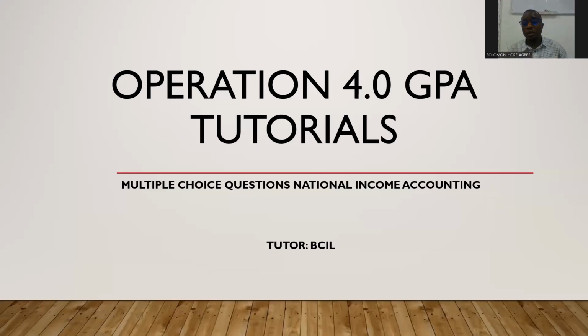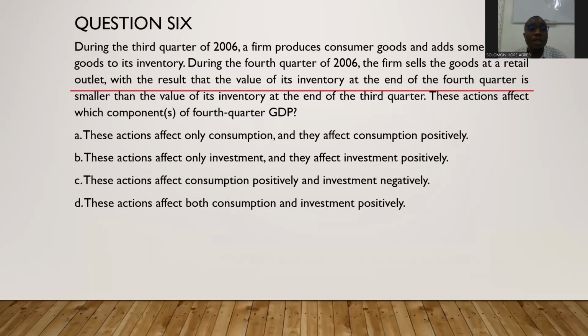Actually want to look at some multiple choice questions in national income accounting, that is in macroeconomics. During the third quarter of 2006, a firm produces consumer goods and adds some of those goods to its inventory. During the fourth quarter of 2006, the firm sells goods at a retail outlet, with the result that the value of its inventory at the end of the fourth quarter is smaller than the value of its inventory at the end of the third quarter. These actions affect which component of fourth quarter GDP?